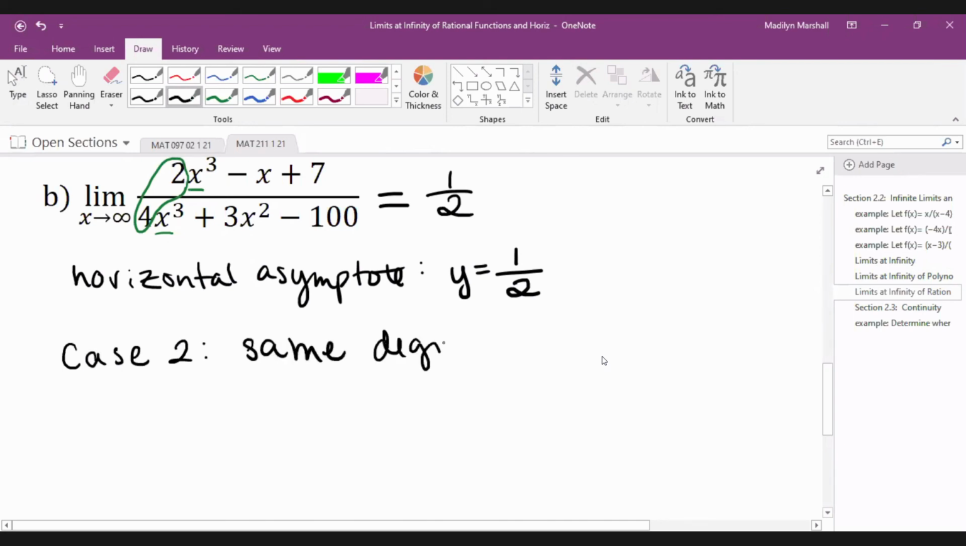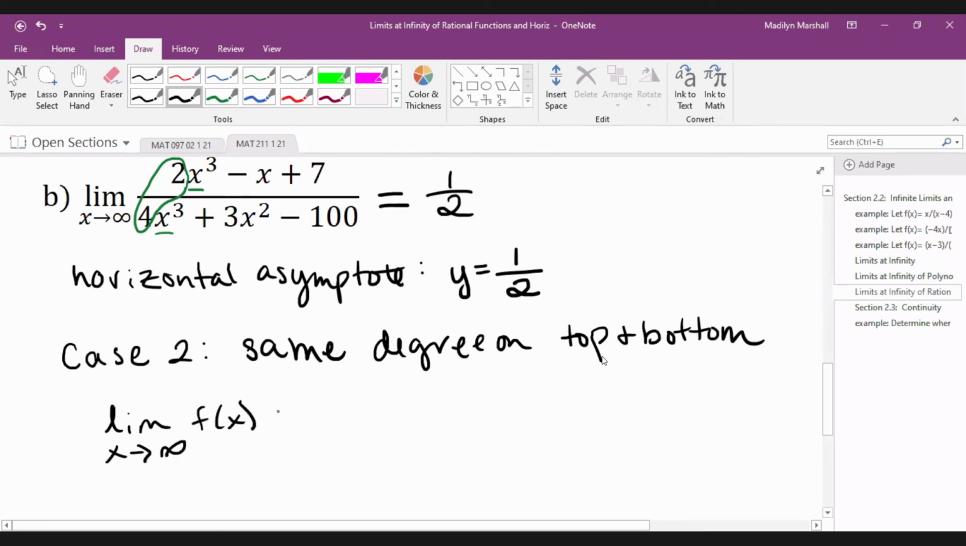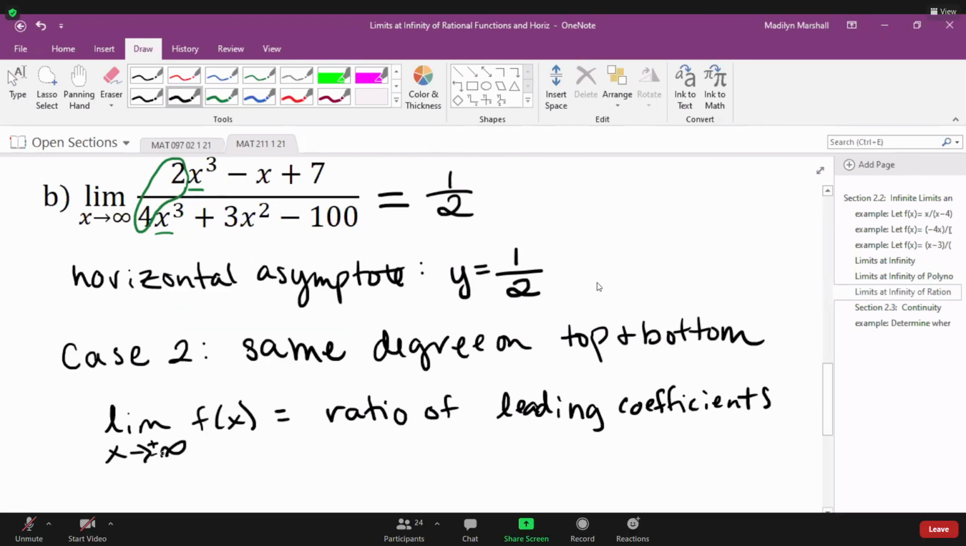So in this case, the case 2, we have the same degree on the top and bottom. Which means, and this one is a little bit more awkward to write, it's the ratio of the leading coefficients. So we get to completely ignore everything in the function except for those leading coefficients, which in this case is 2/4 or 1/2. And I'm going to actually put a plus or minus on this infinity on the limit because it's the same whether it's a positive infinity or negative infinity.